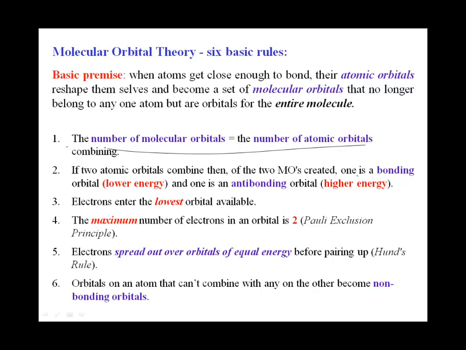And then you have the bonding, which is the lower energy one, and the antibonding, which is the higher energy one. And the reason why it's higher energy and lower energy, we've just gone through. The electrons enter the lowest orbital first, and then the maximum number of electrons is 2, and this is due to the Pauli exclusion principle.